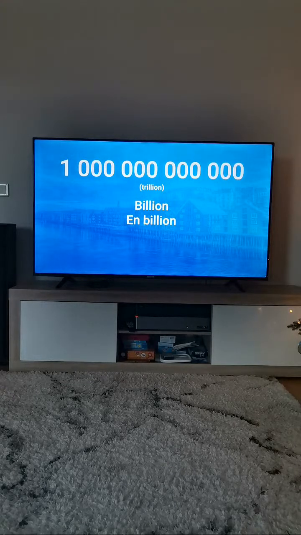Billion. 1 billion. I have no idea why this is, but 1 trillion in English becomes 1 billion in Norwegian. I really don't know why, but that's how it is. 2 billioner.